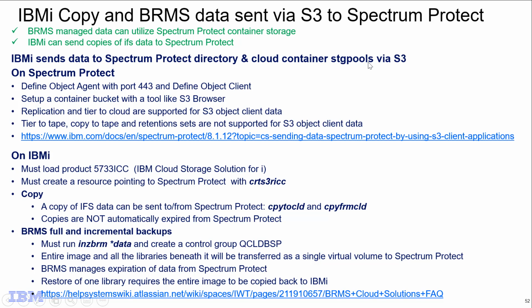Then I'll switch over to IBM i and we will run some copies and the reverse of a copy, bringing data back. And then we'll run a couple of backups on BRMS and a restore from BRMS. And finally, we'll go back into Spectrum Protect and look at what the bucket looks like with that IBM i data in it, and how expiration works with BRMS and Spectrum Protect, as well as how dedupe, compression, and encryption work. So with that, let's go ahead and get started.